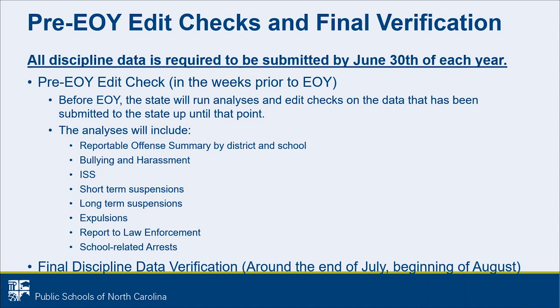So we have concluded all that we're going to cover on how to enter discipline data and how to run the various reports in PowerSchool. Just remember that all data must be submitted to the state by June 30th of each year, and it's done through the state reports. After you run the data and check that the data is accurate, you're going to need to approve the report by June 30th.